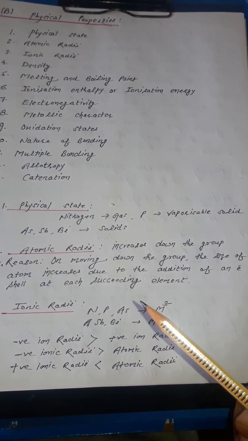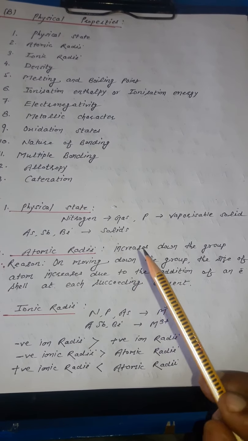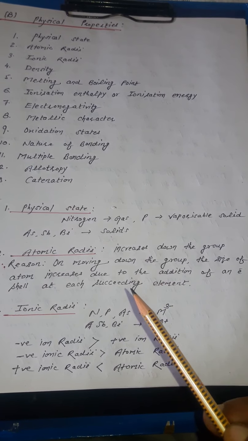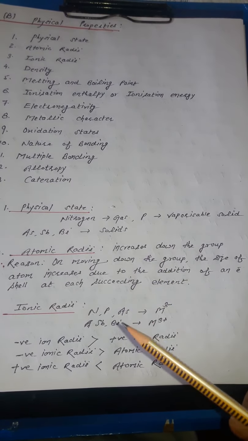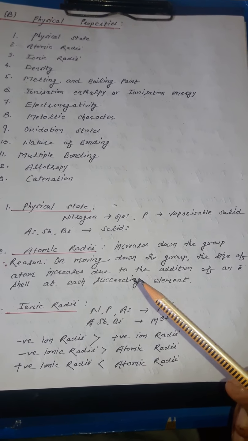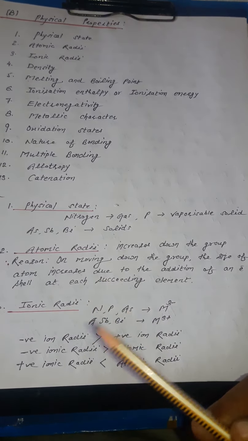So in simple way we can say down the group size increases because of the new addition of the shell, or electrons will add in the new shell. So with the increasing shell, the size of course will increase and atomic radii will also increase.